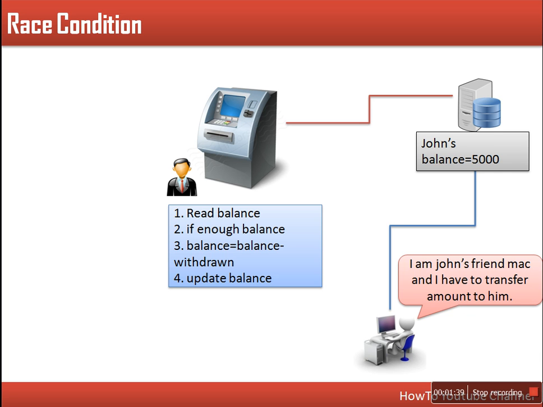And let's say somewhere else, one of John's friends, Mac, is also transferring some amount to him, and we are considering that these two processes are going to take place at the same time. So these are two concurrent processes.